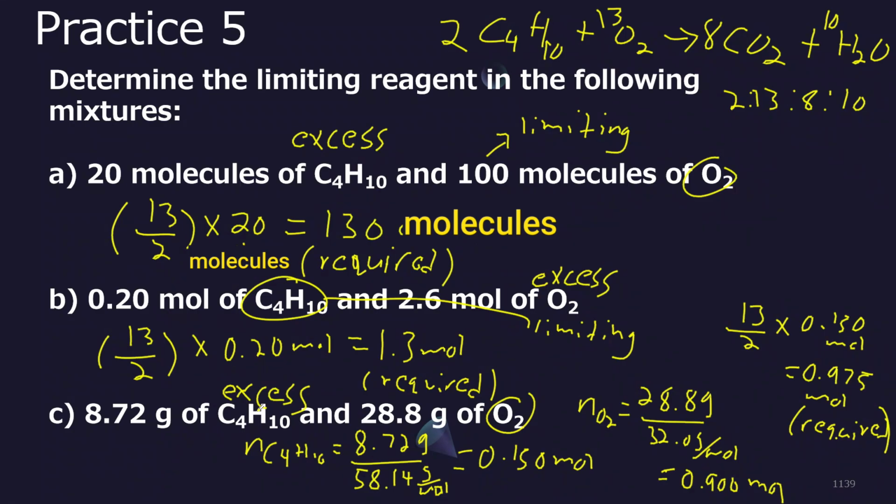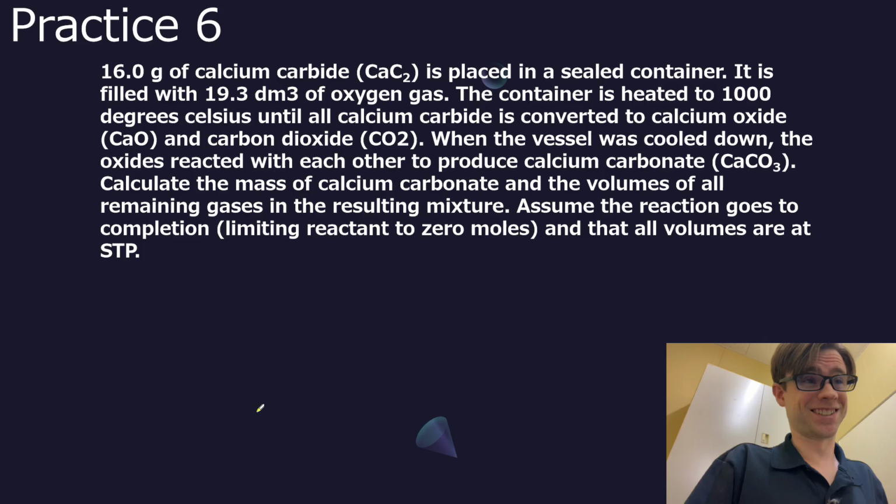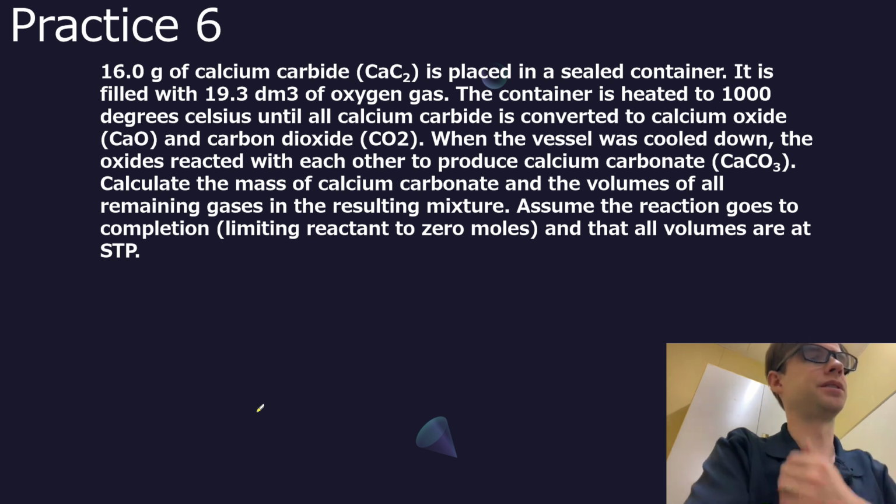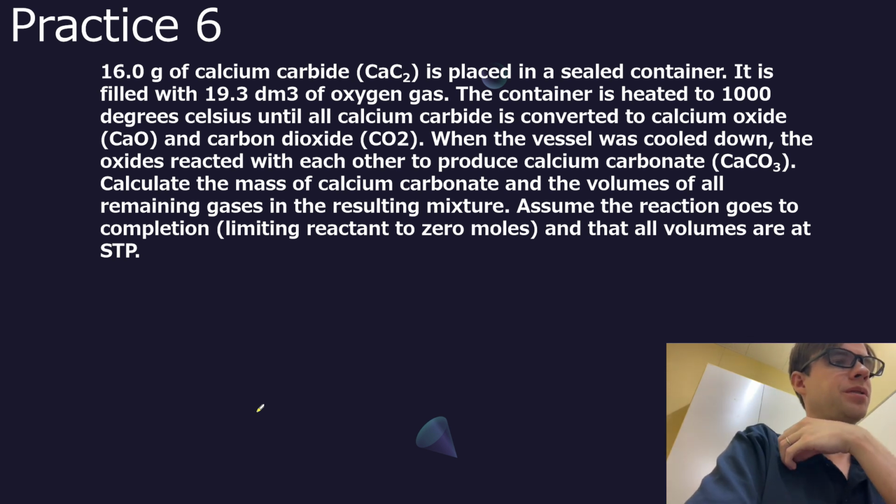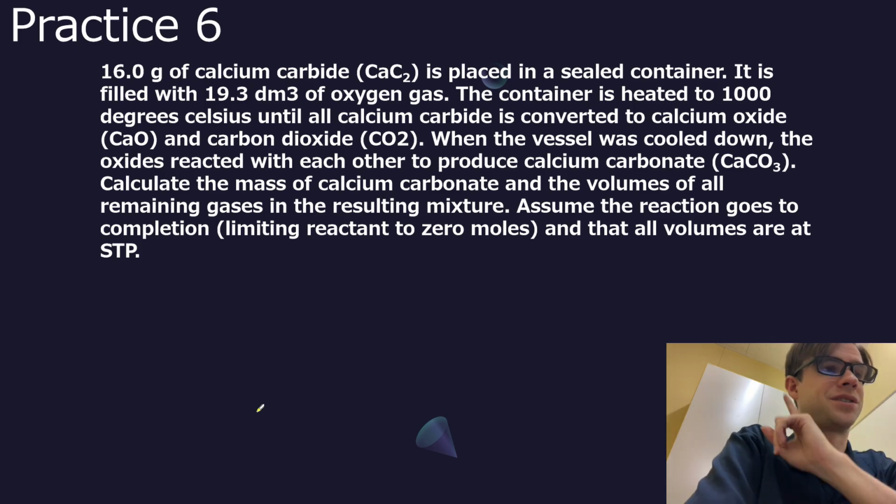All right, very last one, practice 6 then. I promise we'll be finished here, but 16 grams of calcium carbide, CaC2, is placed in a sealed container. It's filled with 19.3 decimeters cubed of oxygen gas. The container is heated to 1000 degrees Celsius until all calcium carbide is converted to calcium oxide, CaO, and carbon dioxide, CO2. That's kind of step 1 in this, okay?